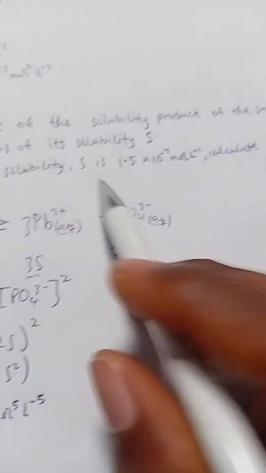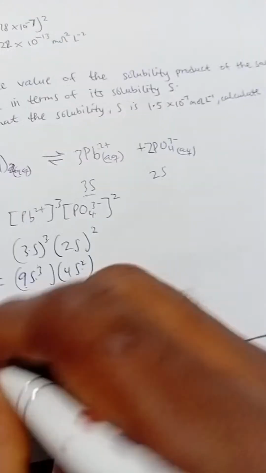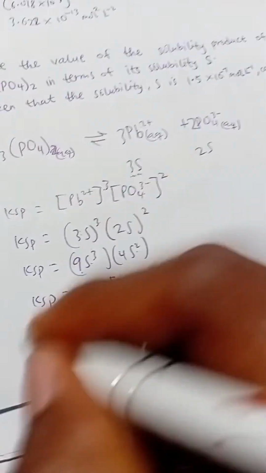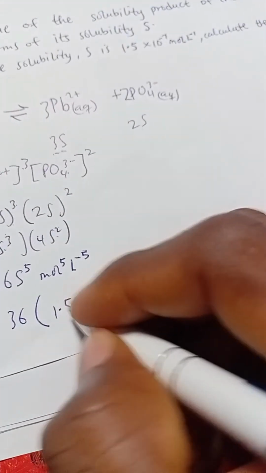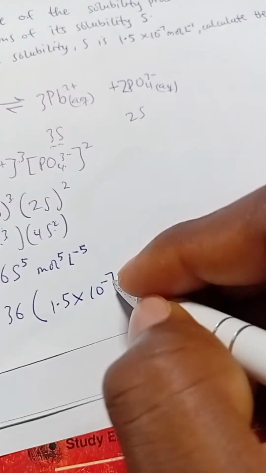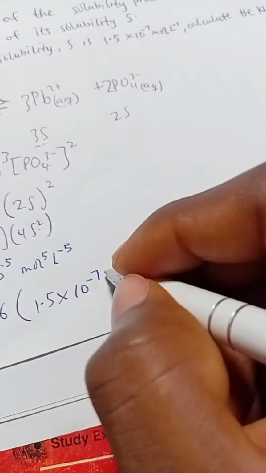Now the solubility was given to us, and we are asked to calculate the KSP. So we just fix it in for the B. So this is for the A. So 36 into bracket 1.5 by 10 to the power minus 7, all to the power 5. So let's see what that will give us.